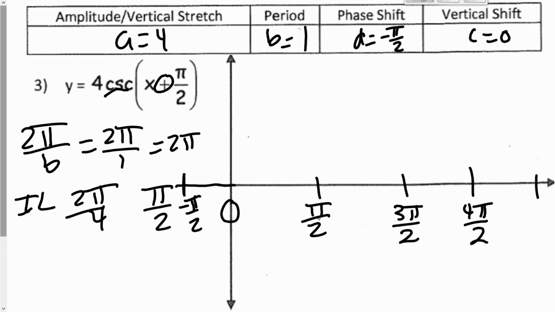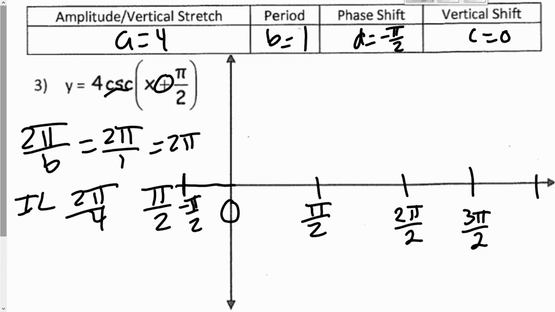Okay, quick correction, right? Because pi halves plus pi halves should just be pi, and it was off by 1. So that should be pi, or 2 pi halves, and this is 3 pi halves. There, that's as far as I need to go.